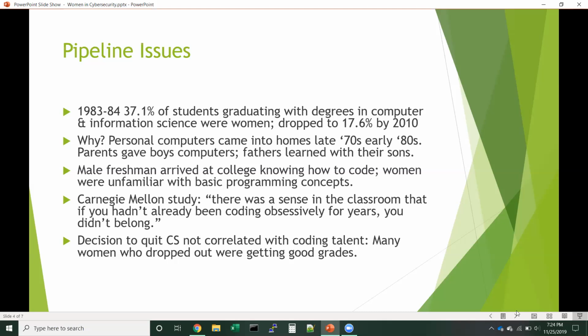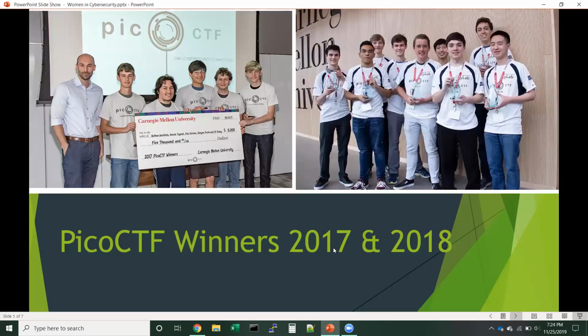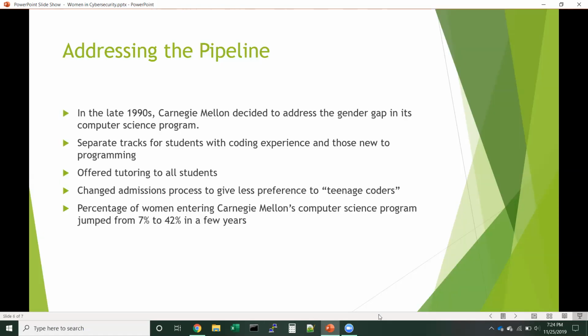So Carnegie Mellon actually made a real effort to address that. Oh, and guess what? Cybersecurity isn't any different. Our pipeline is just as bad. 2017, 2018, PicoCTF winner. So that's high school, targeted at high school. So the pipeline problem is still there, as with other issues in other parts of tech.